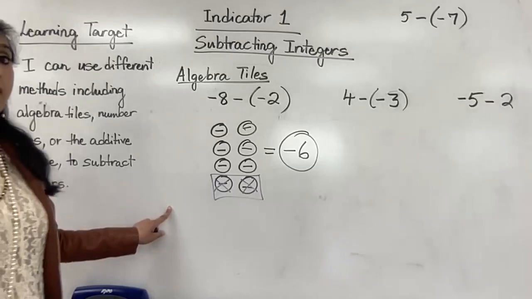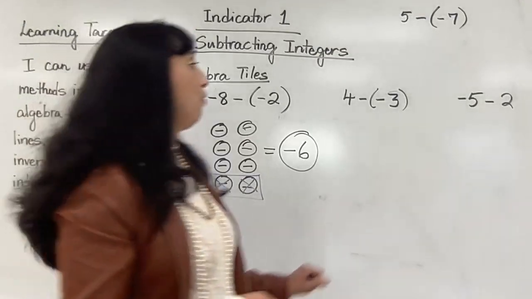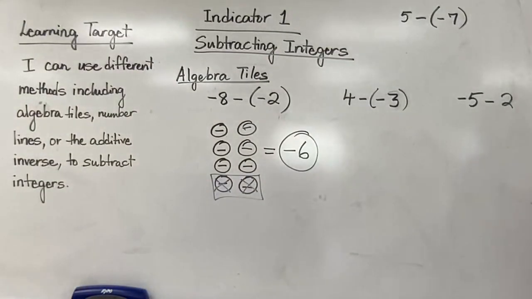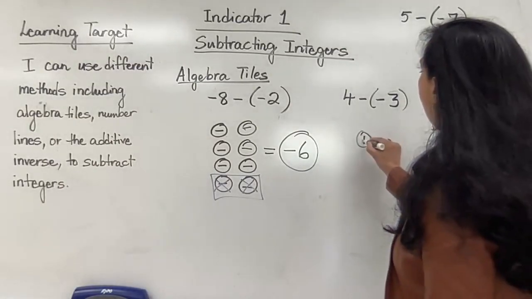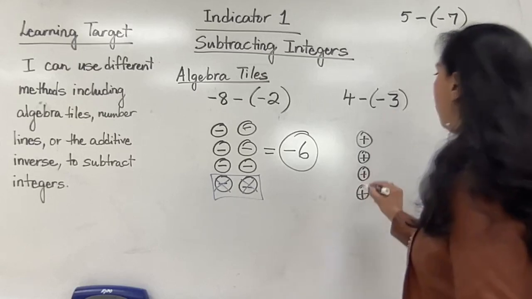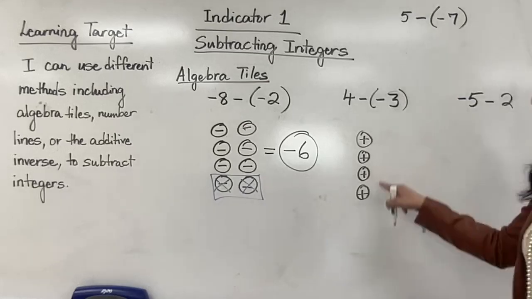Now, let's look at the next one. It tells me 4 positives. All right, it's saying 4 positives. So I'm going to do 1, 2, 3, and 4. And from here, I'm supposed to subtract 3 negative tiles, or 3 negative algebra tiles. But I don't have any negative tiles over here because I only have positives.